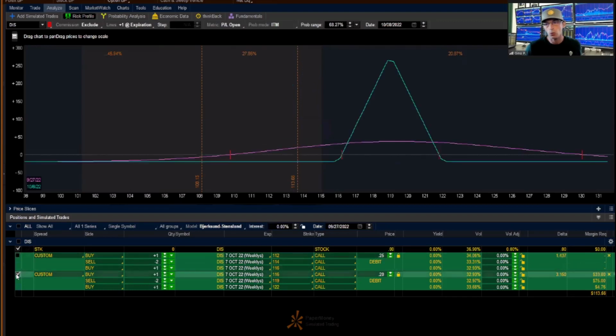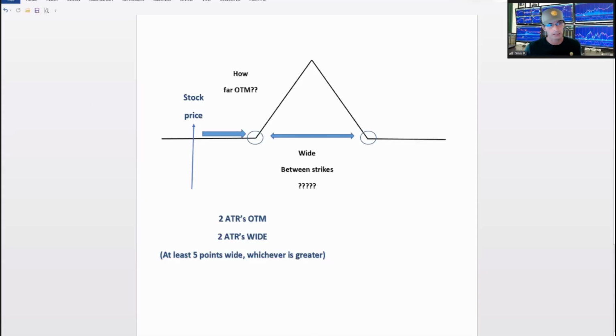If you look at this one, it works. Why? Here it is. Watch how simple this is. Many hours put into the thought on this. Here's your stock price. The question is, how far out of the money do I do a butterfly? And between the strikes, how wide? How far and how wide? Here's your answer: 2 ATRs. You want it 2 ATRs out of the money and 2 ATRs wide.